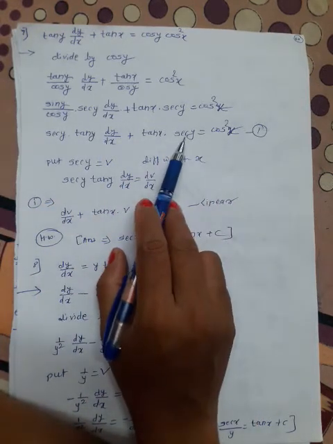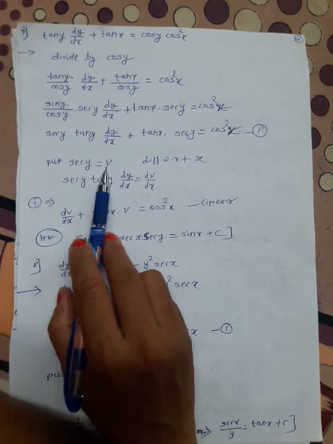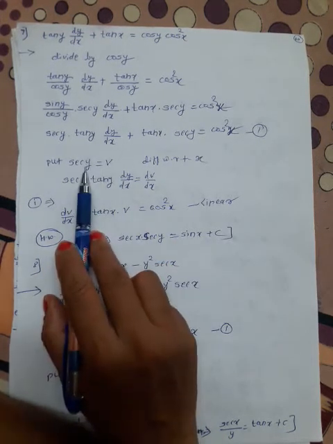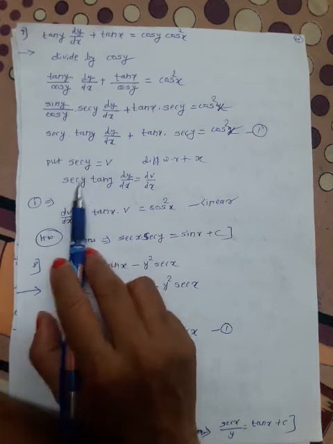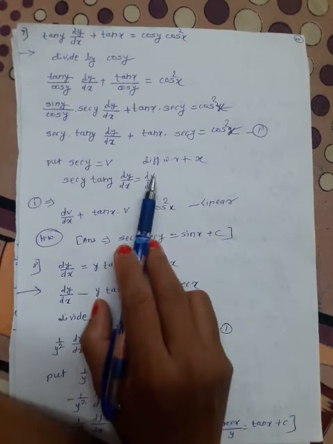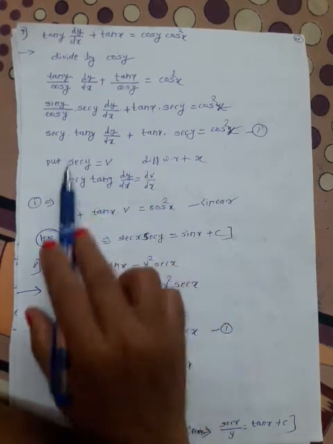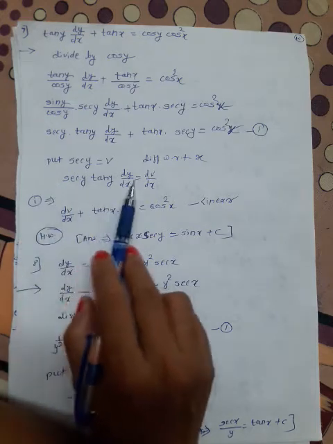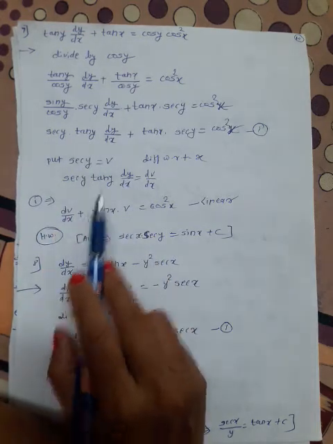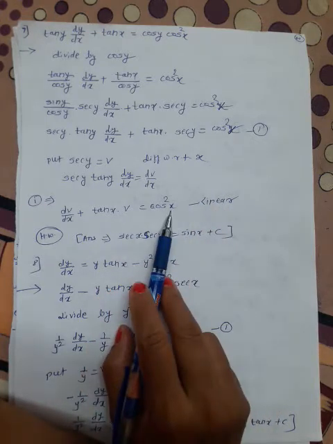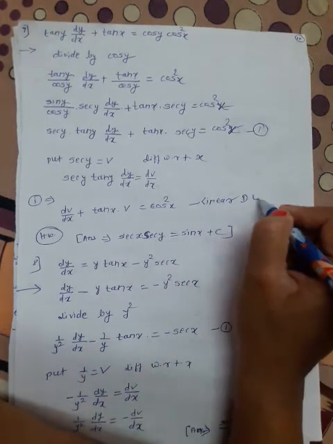And sec y, we have to put sec y is equal to v. Now differentiate with respect to x, we get sec y derivative sec y tan y, y derivative is dy by dx, is equal to v derivative is dv by dx. Now put these values in our given equation. What we get, this term becomes dv by dx plus tan x as it is, this term becomes v is equal to cos square x, which is a linear differential equation.